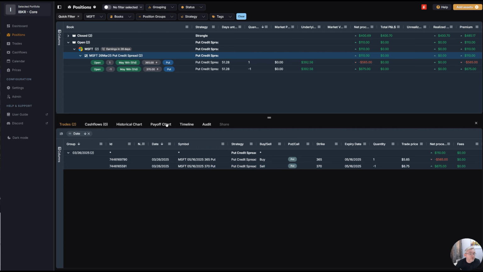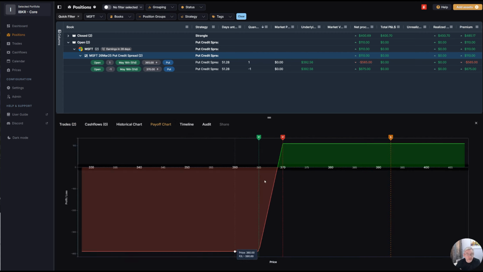And if we look at the payoff chart, we can see the same payoff that you saw earlier in the PowerPoint slides. You can see my maximum loss here is $390, and my maximum gain here is $110. You can see where the current price is. It's over here at $392. And you can see my break even is just around $386.85, I think it is to be exact. And you can see both the sold put there at $370 and the bought put there at $365.